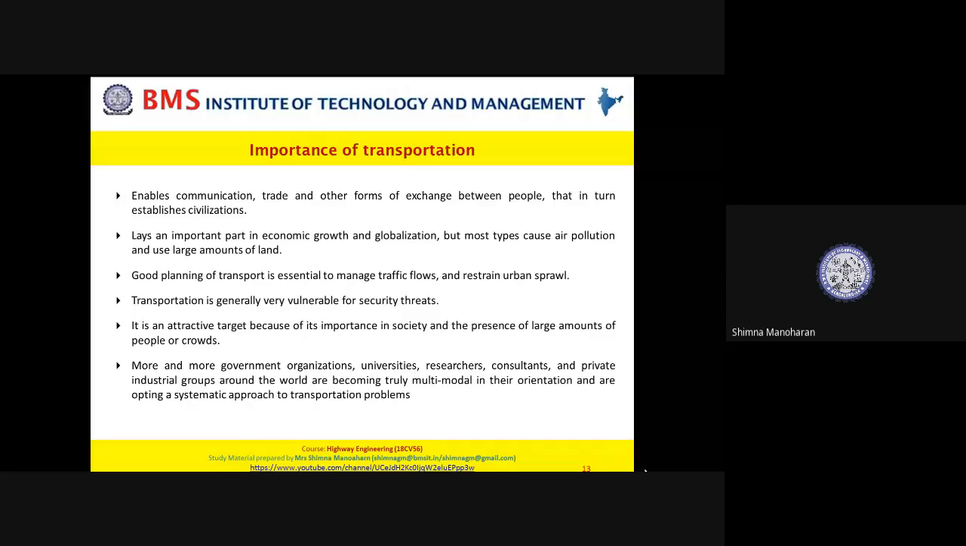So now, what's the importance of transportation? It enables communication, trade, and other forms of exchange between people. Then it plays an important part in economic growth and globalization. But most types cause what? Cause air pollution and use a large amount of land. Then good planning of transport is essential to manage traffic flow, and it's usually vulnerable to security threats. So because of this complexity, more and more government organizations, universities, researchers, and consultants are working together to adopt a systematic approach to any transportation problems.